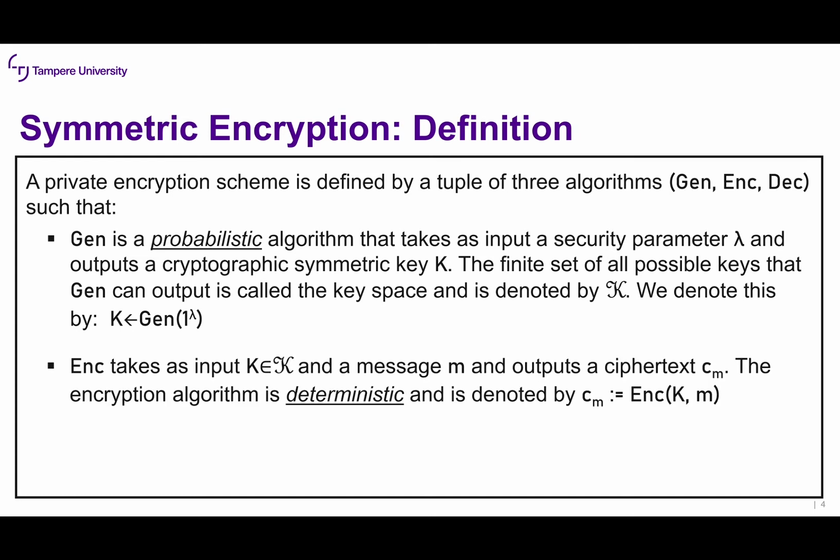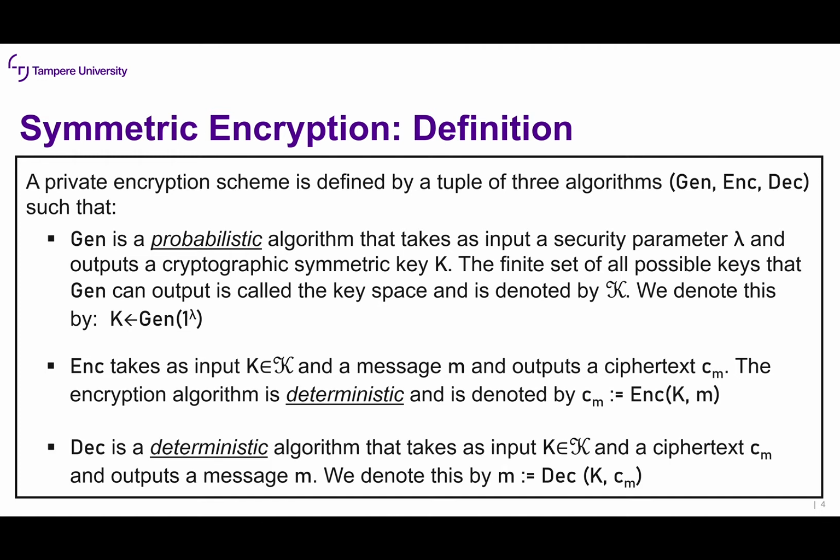Now, the encryption algorithm takes as input the key K that was generated in the previous step, as well as a plaintext message M, and outputs a ciphertext C of M. The encryption algorithm is deterministic, which means that every time we run it with the same input, K and M, the output will always be the same. We denote this by C of M equals the encryption of M with a key K.